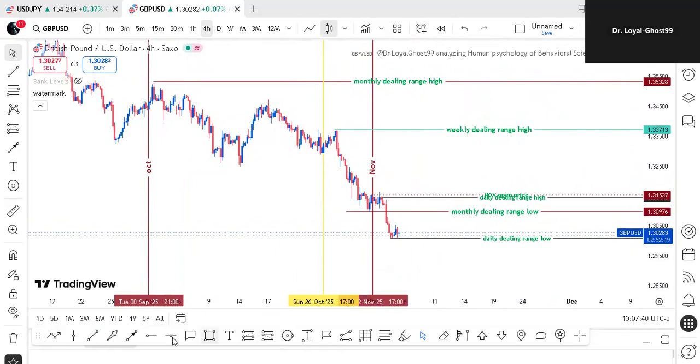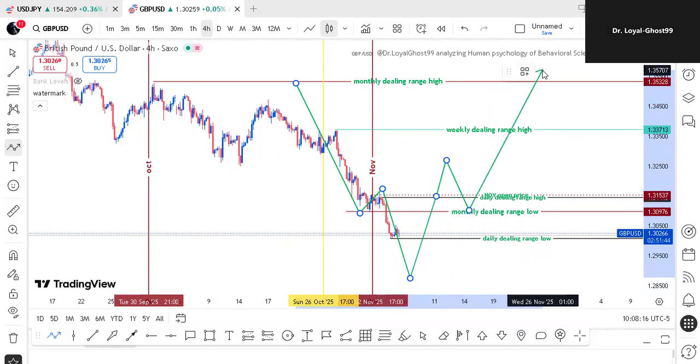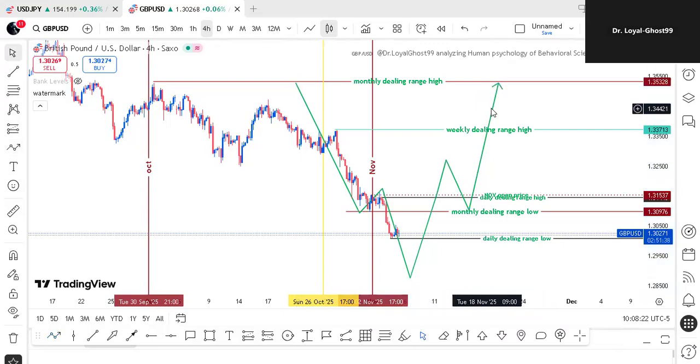As you know, price does three things. This is the monthly dealing range. It may continue to trend downwards, or it may reverse and again continue downwards, or it may reverse and fail to come back down, and it continues to the dealing range. That's the big picture. All those are possible.